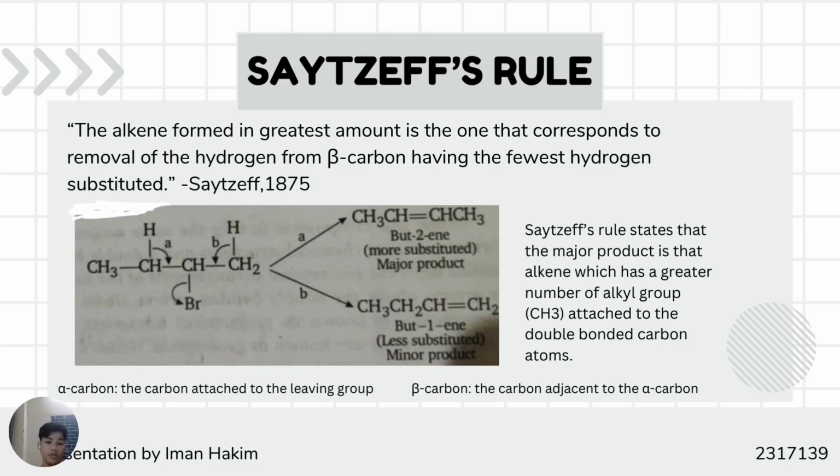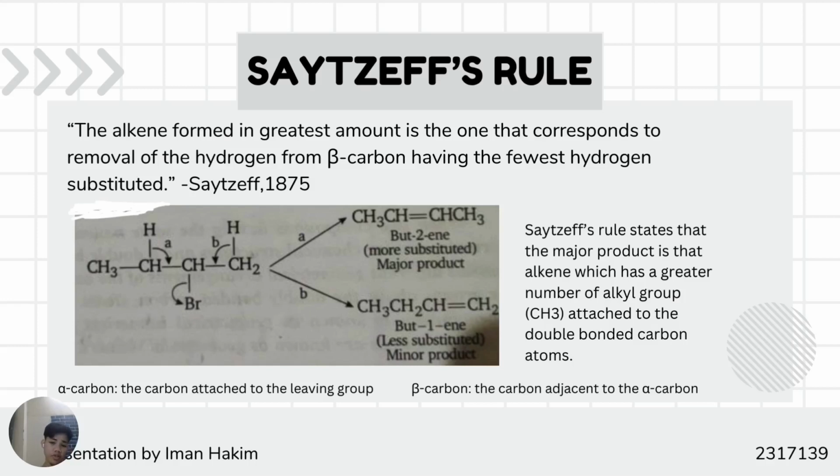According to Saytzeff, the alkene formed in the greatest amount is the one that corresponds to the removal of the hydrogen from the beta carbon having the fewest hydrogens. What is meant by this is the major product is determined by how many alkyl groups are attached. So, the more alkyl groups attached to the carbon-carbon double bond, the more the compound will be the major product, and vice versa.